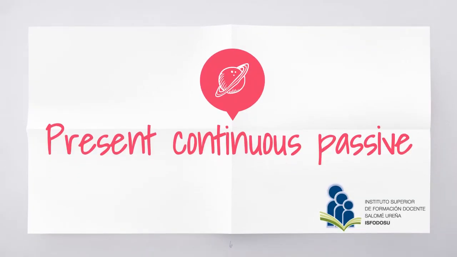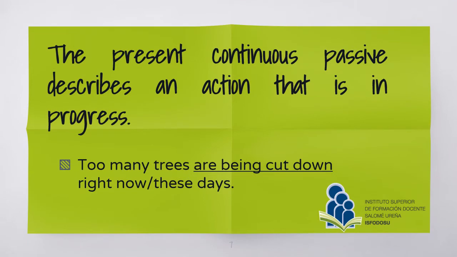We can create the passive voice of different tenses, so we can have the present continuous passive. The present continuous passive describes an action that is in progress. For example, too many trees are being cut down right now or these days.